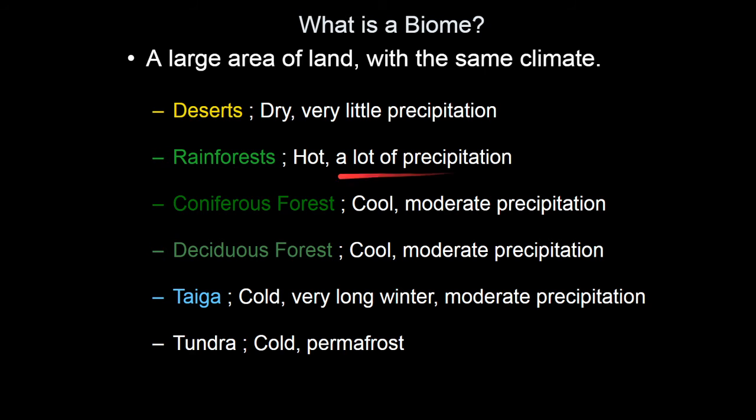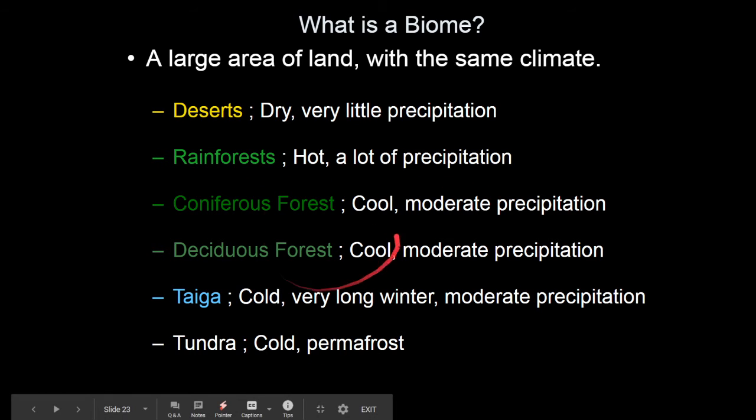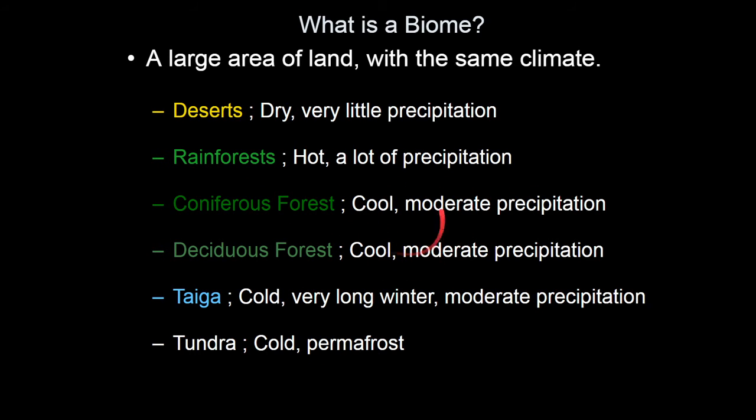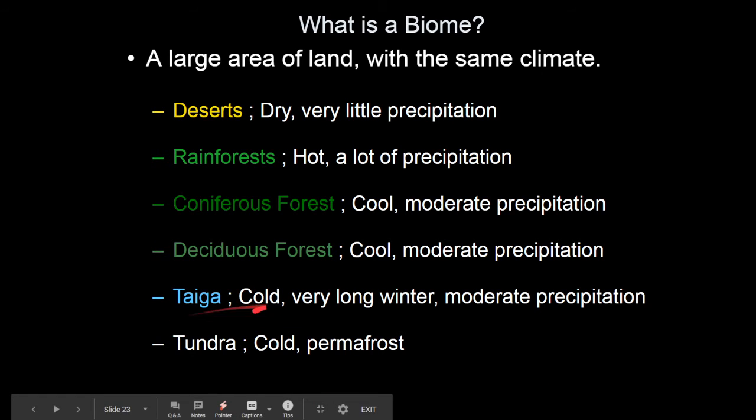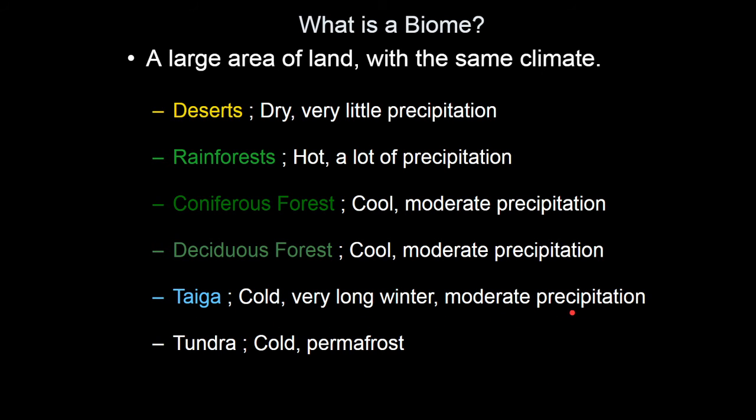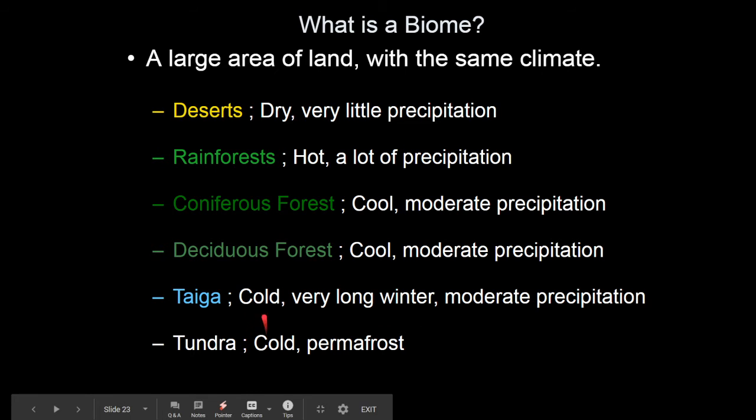Rainforests are easy to pick out because they've got a lot of both. Coniferous and deciduous forests are identical to each other. The taiga gets complex to try to pick out. So all you need to do, since these two are cold ones, the taiga and the tundra, is watch for the term permafrost. Permafrost is the key term that only the tundra has. So if you hear cold and permafrost, it's got to be the tundra. If you hear cold, but they don't say permafrost, it's the taiga.